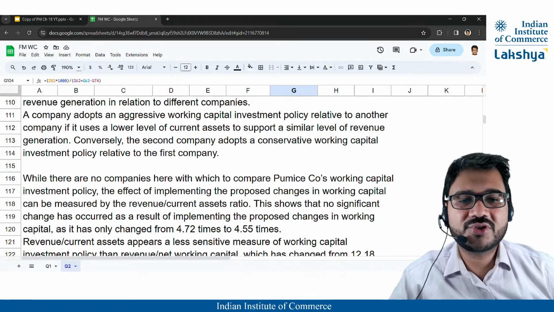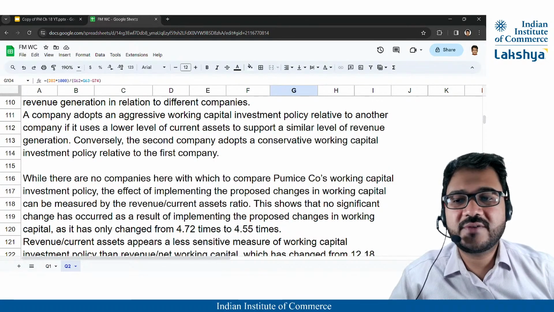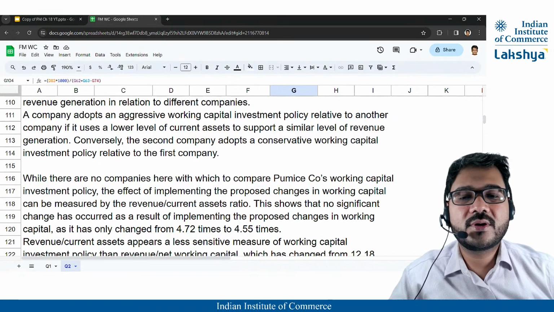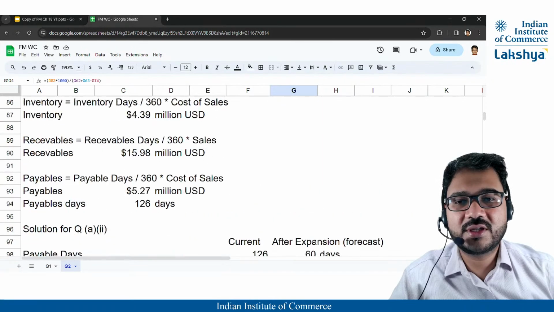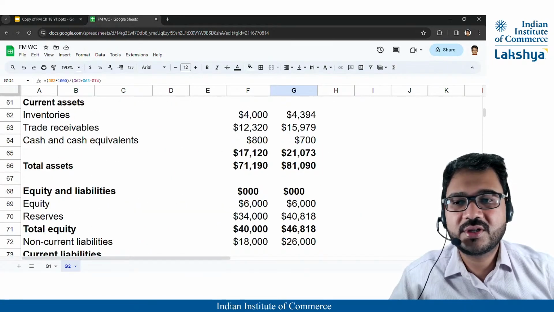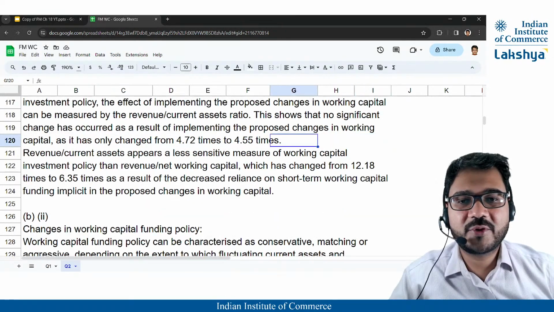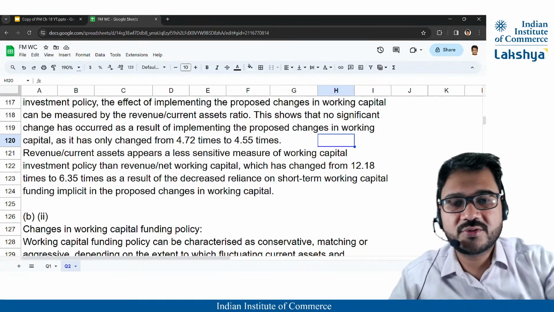the effect of implementing the proposed change in working capital can be measured by the revenue to current asset ratio. This shows that no significant change has occurred as a result of implementing the proposed changes in working capital, as it has only changed from 4.72 to 4.55 times. So your current assets as such are not changing in line with your revenue changes. Let's see how they are calculating these ratios. How are they getting 4.72 and 4.55?